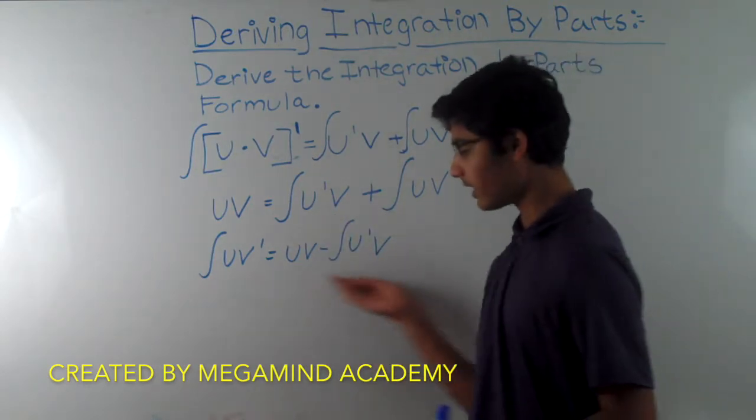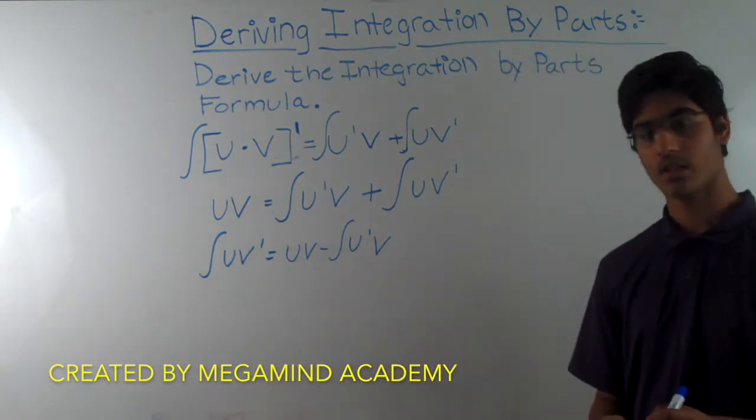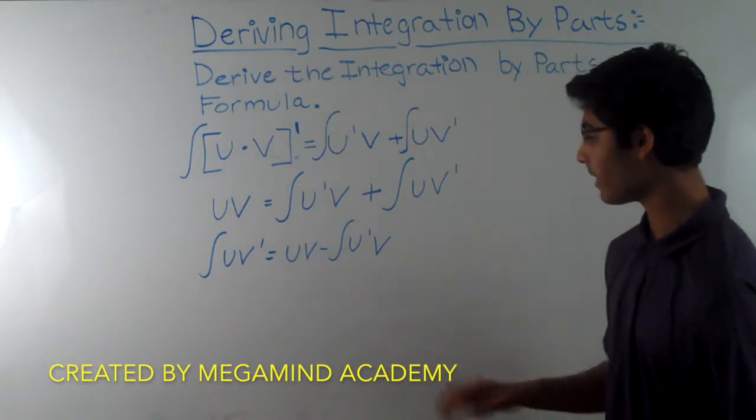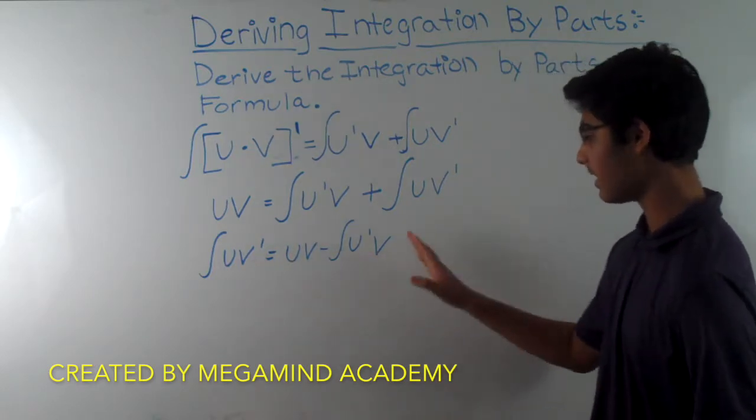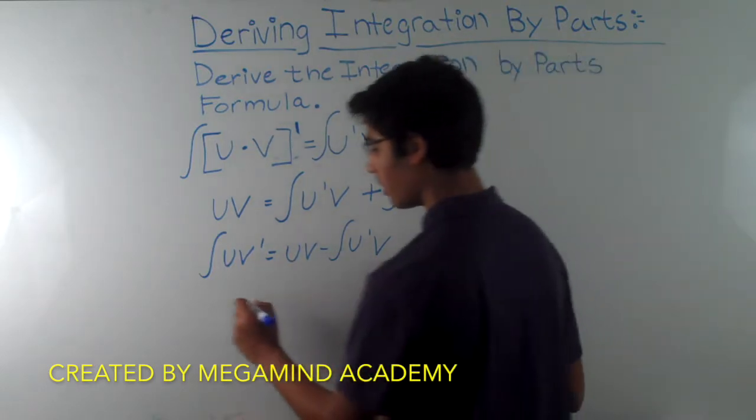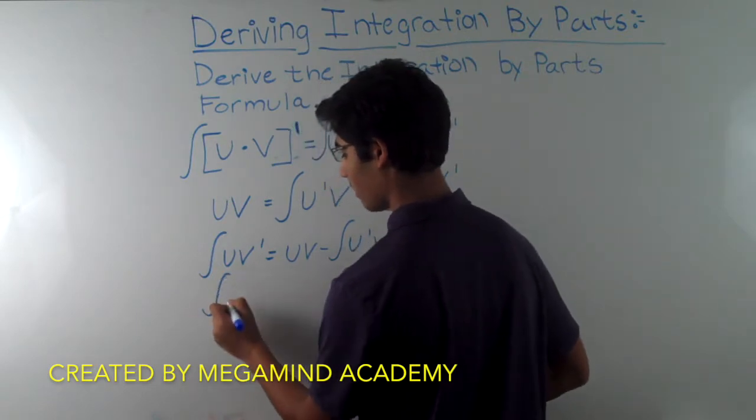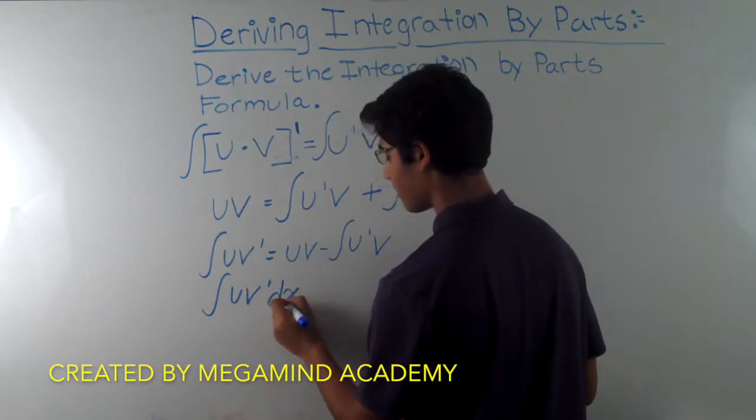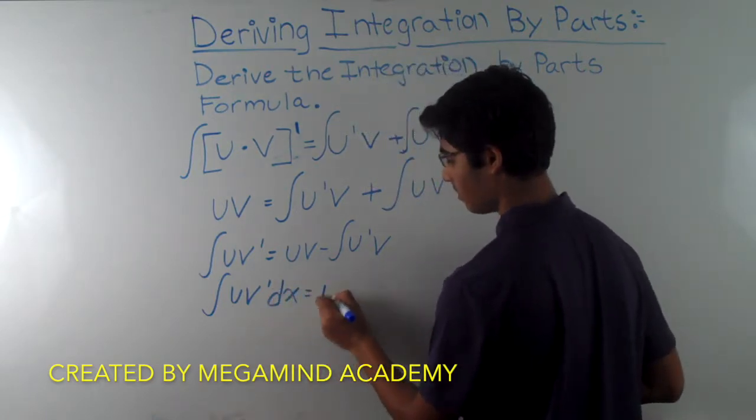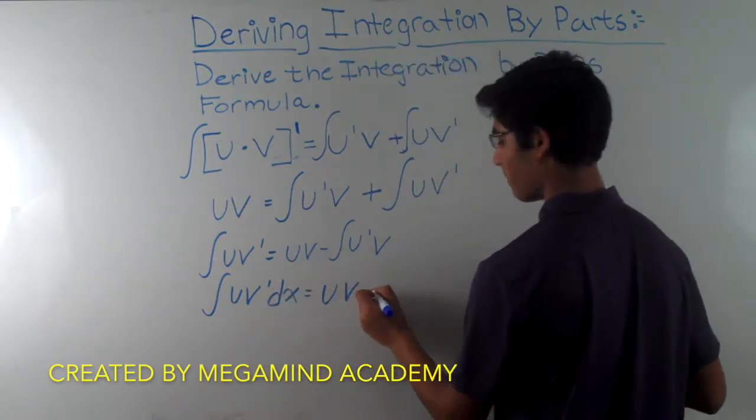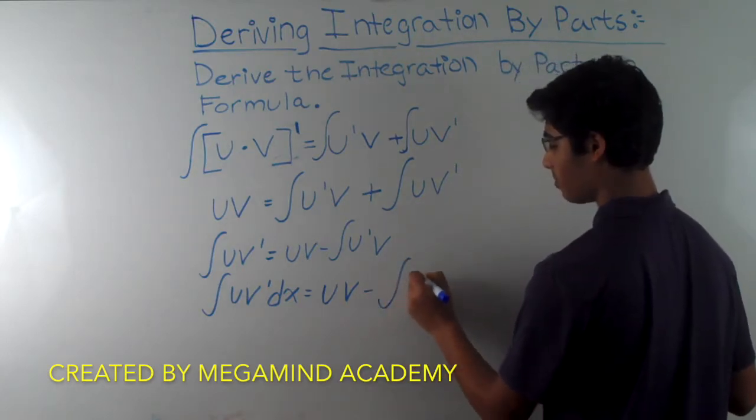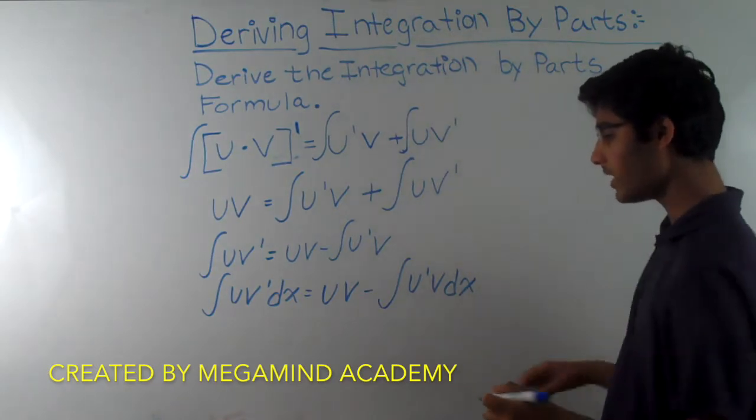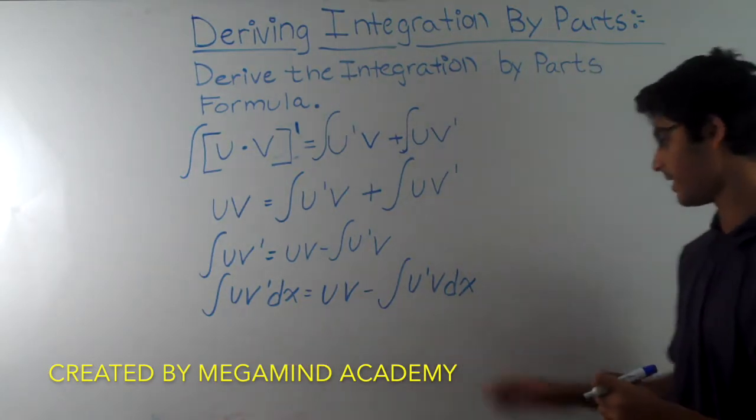But when we're looking at this, we can see that something is missing. We know that these integrals are in terms of dx. So that means that we have to write dx after these integrands. So this would be equal to the integral of u times v prime dx, which is equal to u times v minus the integral of u prime of v dx.